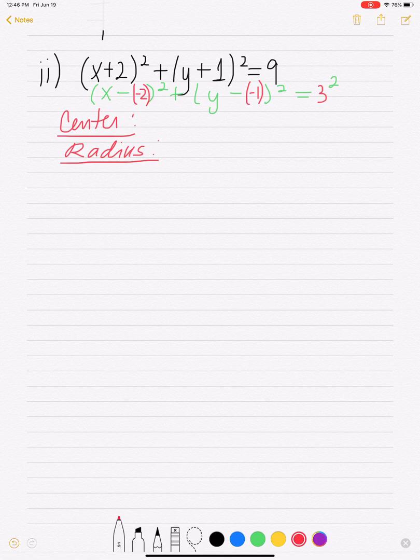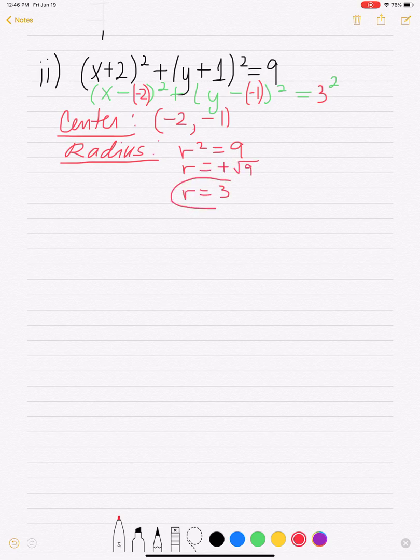So your center is going to be here (-2, -1). Right? Your h, x minus h here, is -2. And you got y minus k here is -1. And your radius is simply going to be r equals 3, right? You got r squared is equal to 9, so r equals just the positive root of 9, so r is equal to 3.